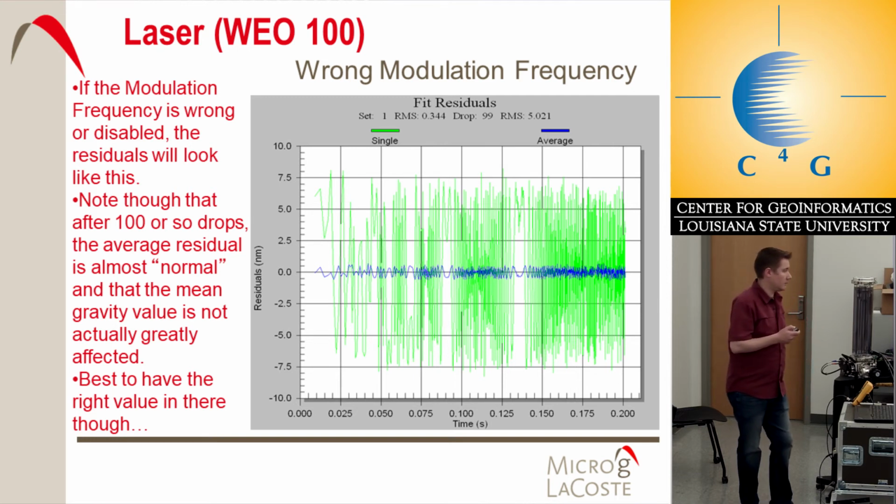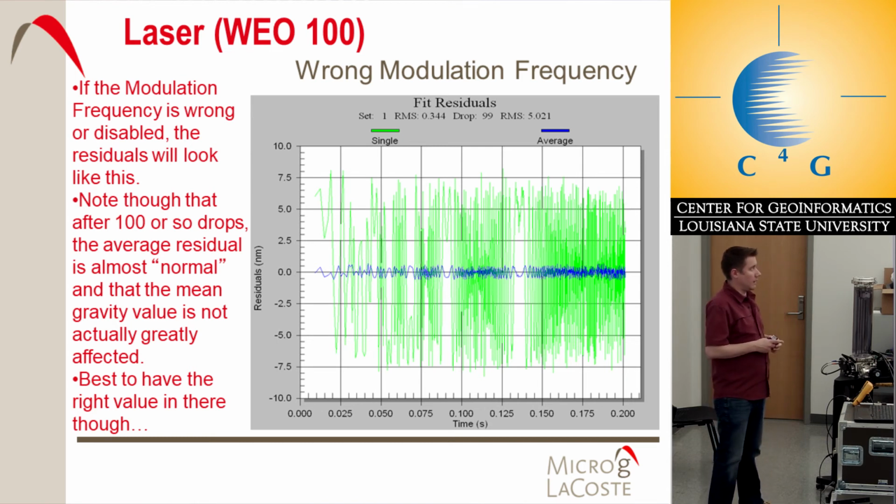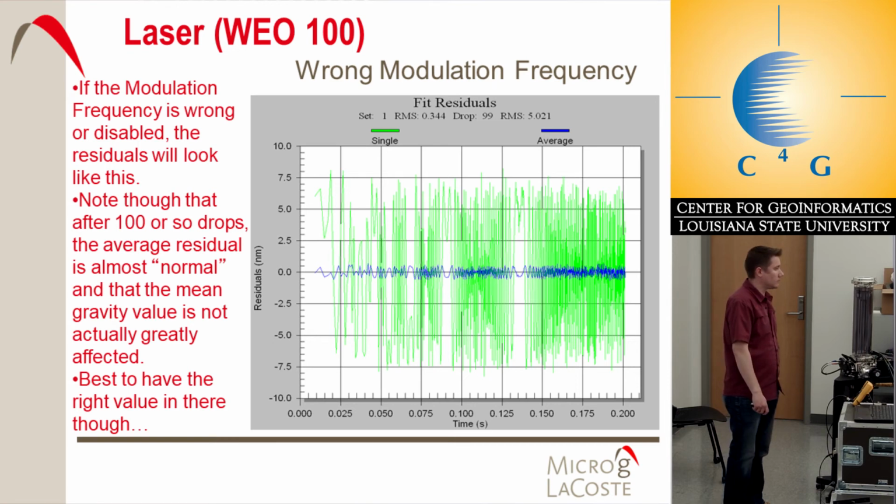Question: for our purposes, what's the difference between a WEO 100, which we have, and a WEO 200? I don't have much experience with the 200. I know it's got two lasers, and then they somehow combine. We don't use them with this. I don't know the applications for the 200.